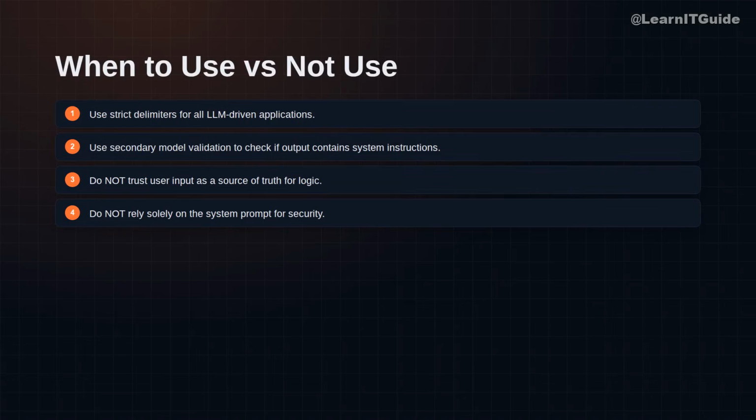Always use strict delimiters. Use secondary models to check your output. Do not trust user input as a source of truth, and never rely solely on the system prompt for your security. These are non-negotiable rules for anyone building production AI. Use these criteria to decide if this tool is right for your situation.